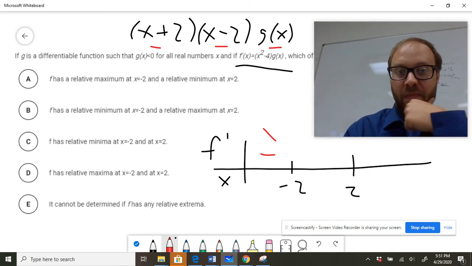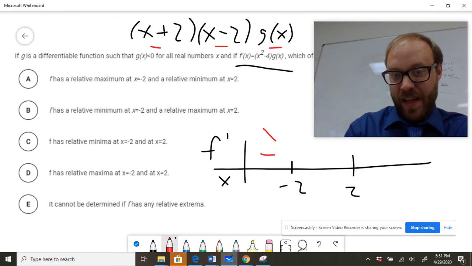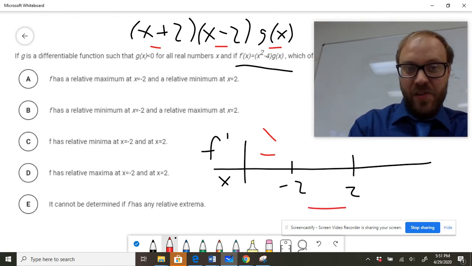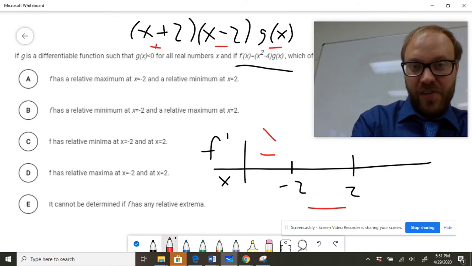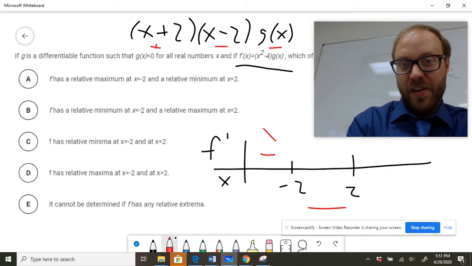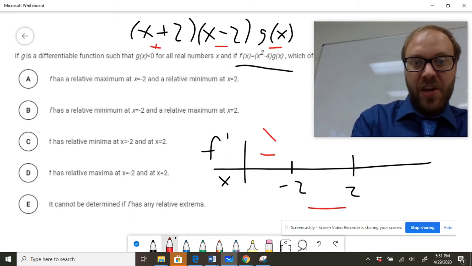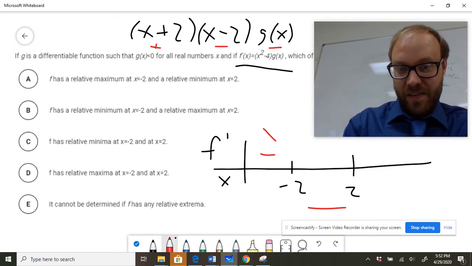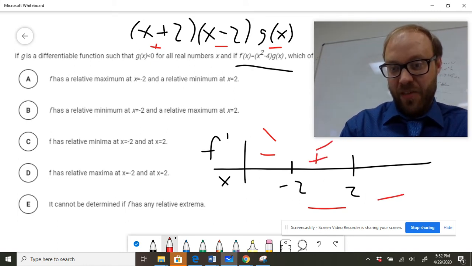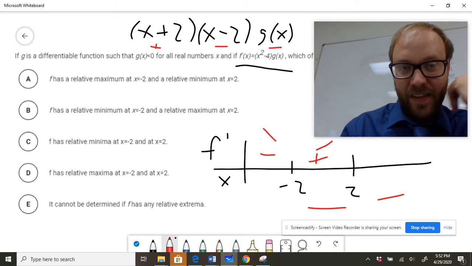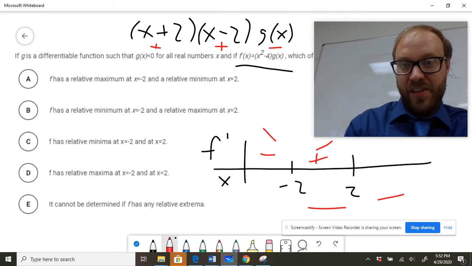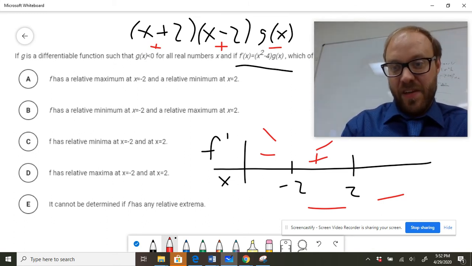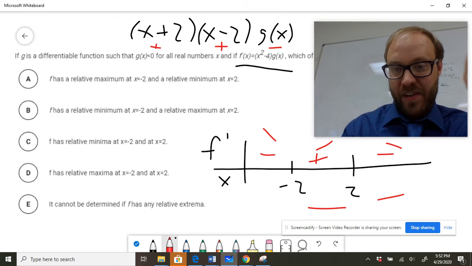Okay. Meanwhile, if I substitute in something like 0, which is between negative 2 and 2, 0 plus 2 would give me a positive. 0 minus 2 would give me a negative, and g of x is always negative. So a negative times a positive would give me a positive f prime, and that means the function's going to be increasing there. And then I can put in something like 3 that's to the right of 2, and let's see, 3 plus 2 is going to be positive, 3 minus 2 is also going to be positive, and then g is always negative. Positive times a negative is going to be a negative, and my function's decreasing, okay?